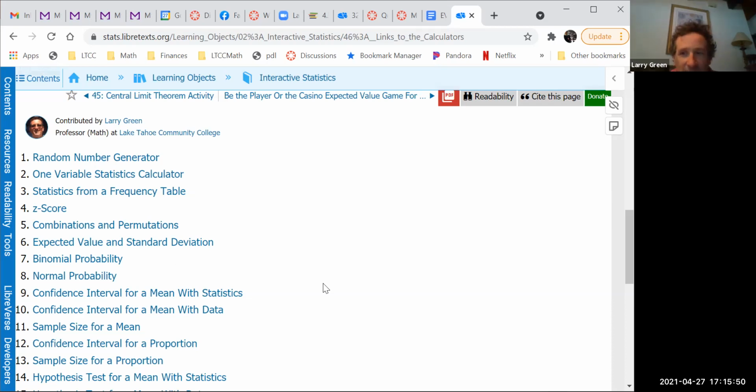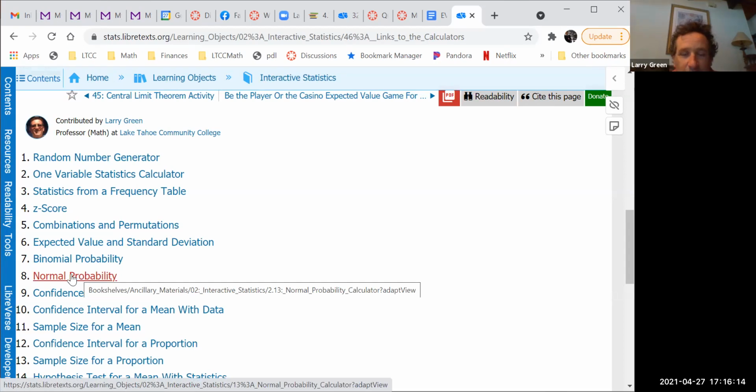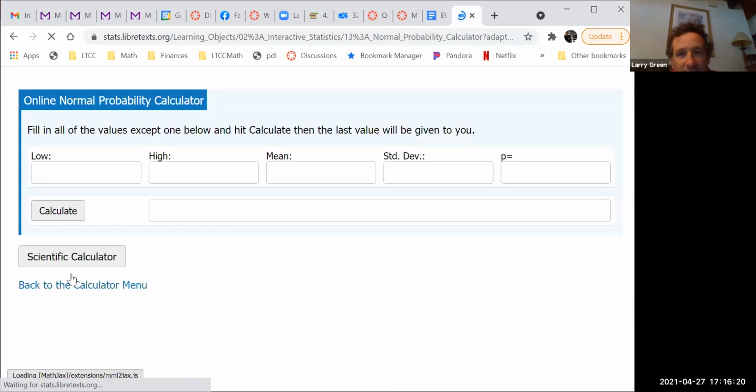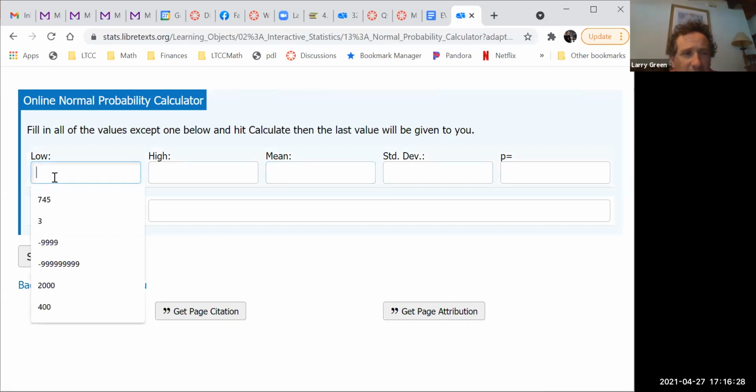I tried to make it obvious when I created these. You can type in the number or the words, I don't care. Yeah, number 8, normal probability, because we have a normal distribution and we want a probability for a normal curve. So I click number 8. And it asks me, what is the low? What do you think the low is here?